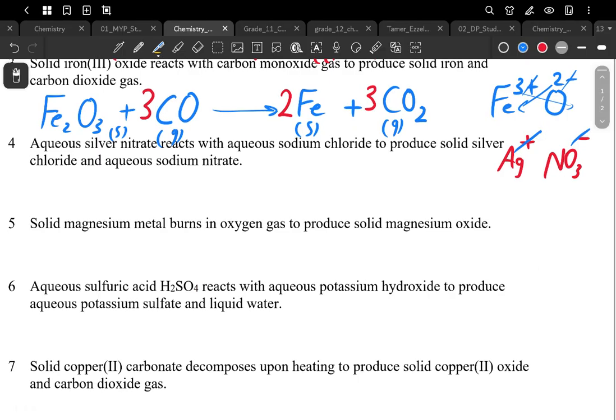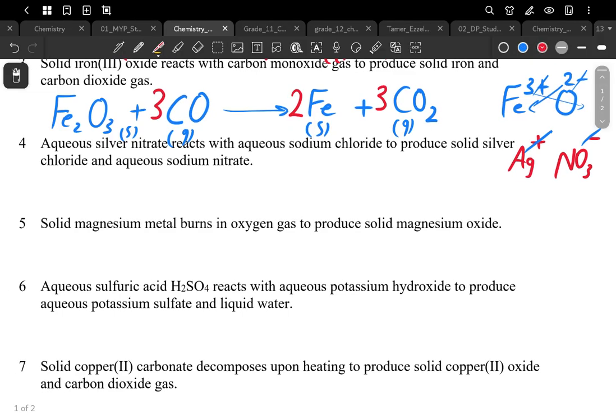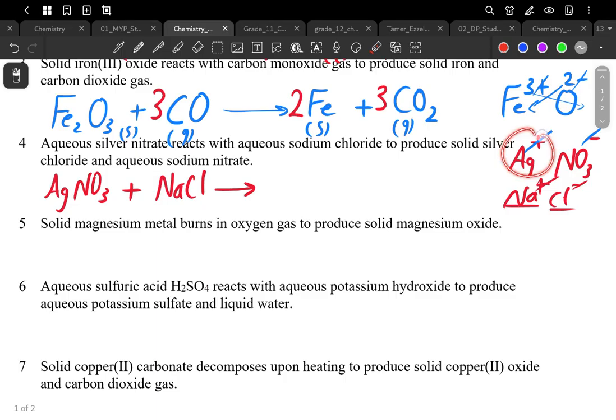So the correct formula for silver nitrate is AgNO3 plus aqueous sodium chloride. Sodium chloride: Na positive, Cl negative. First group, 7th group, they cancel each other, so this is NaCl, which produces solid silver chloride. So now the silver with chlorine will make one compound, +1, -1, so they will cancel each other. So this is AgCl plus, it said aqueous sodium nitrate, so sodium with the nitrate will make one.